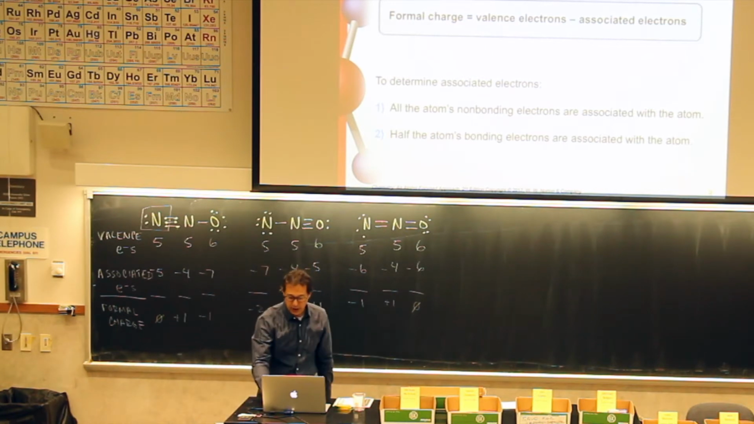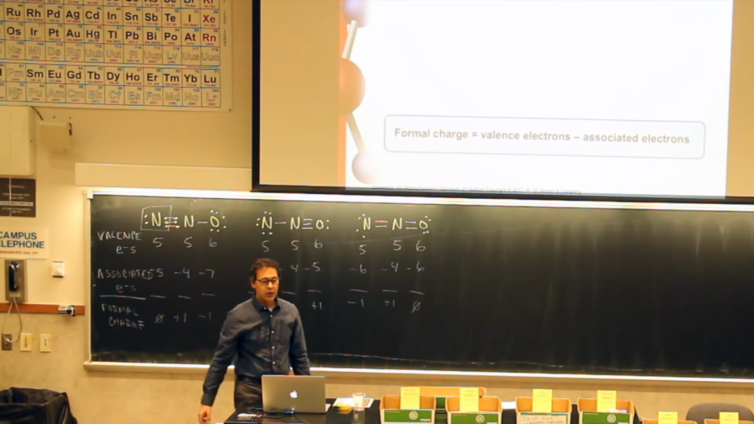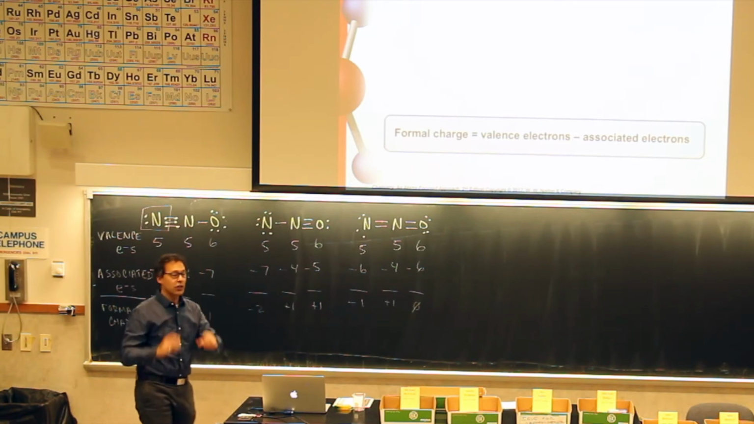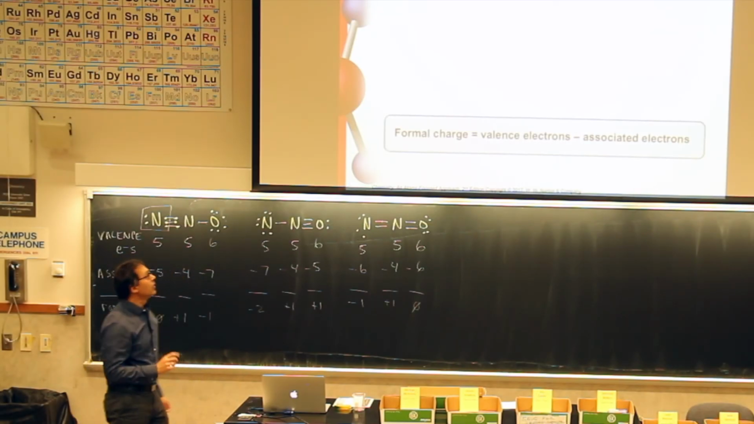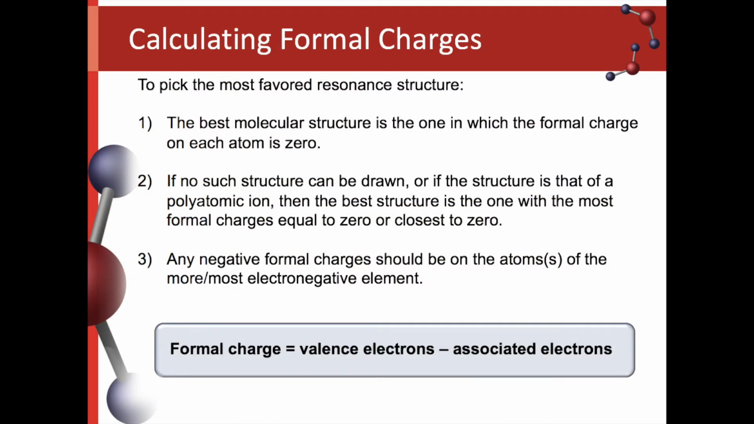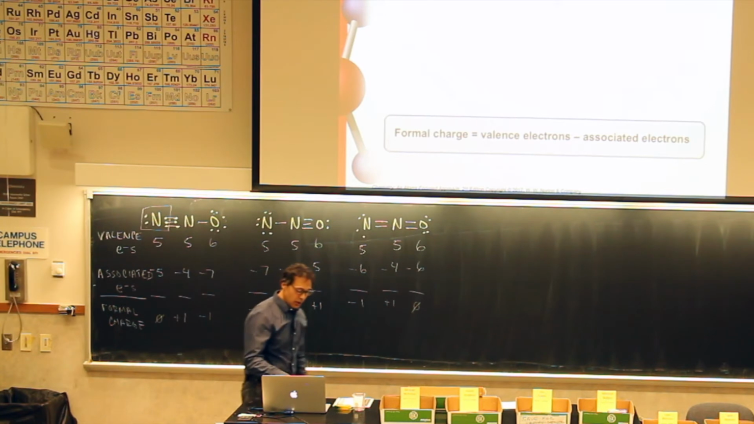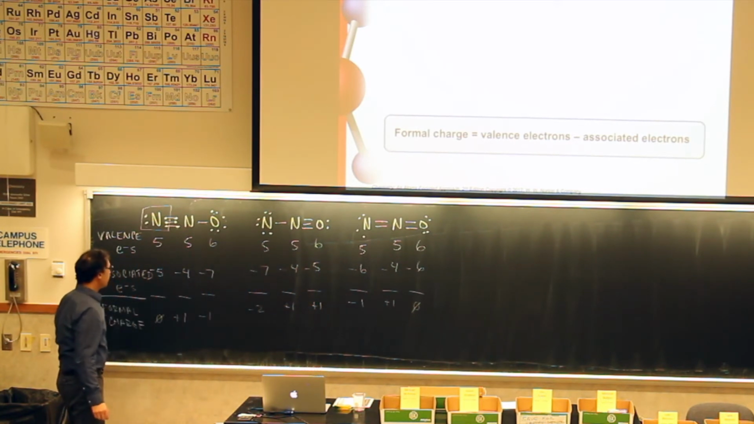What does that do for us? Well, our formal charges, let's see, valence electrons minus associated electrons. So to pick the most favored resonance structure, the one that nature is going to prefer, we've got some rules here. So for rule number 1, might be a good idea to write these down. Rule number 1, the best structure is the one in which the formal charge on each atom is 0.